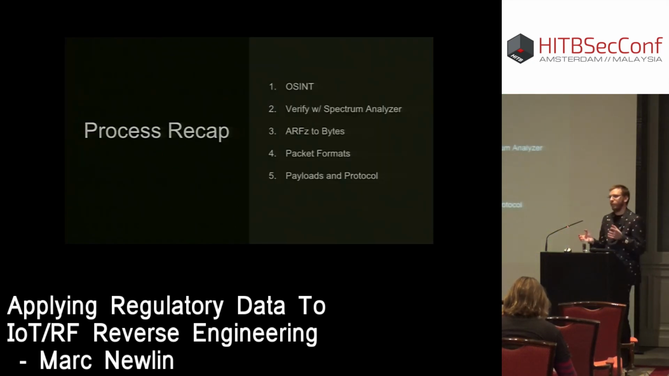So to recap the process used here, we start, do our open source intelligence, we look at the FCC documentation, we Google around and so forth, and we find out everything we possibly can about the physical layer operating characteristics of the device. We then verify it with the spectrum analyzer in the Faraday cage if possible, and make sure that that information looks correct. We then use GNU Radio to turn that into bytes or bits on disk that we can just grep around and start finding these packet formats.